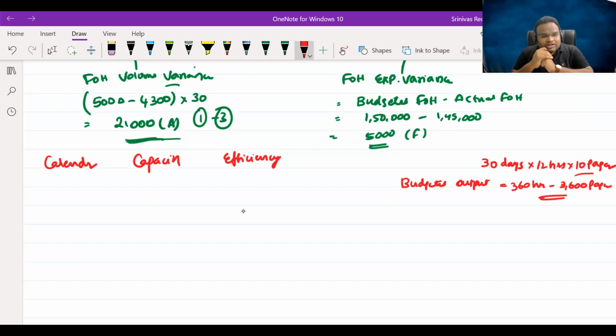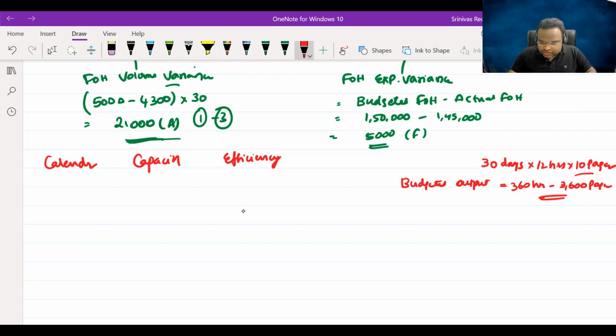Now, how many hours are available to him in the month? 360 hours. Have you got this 360 hours? Tell me. 30 days into 12 hours is 360 hours. Each hour you should complete 10 pages. That is the target.